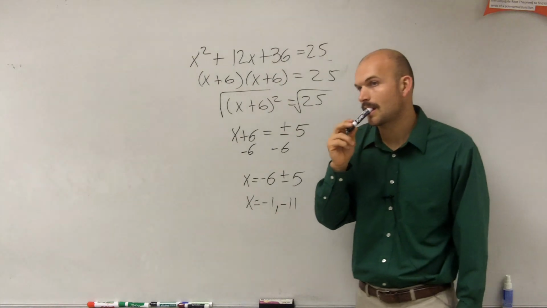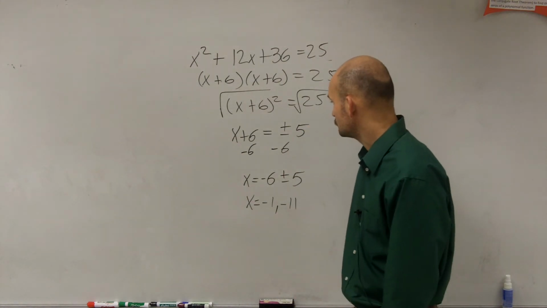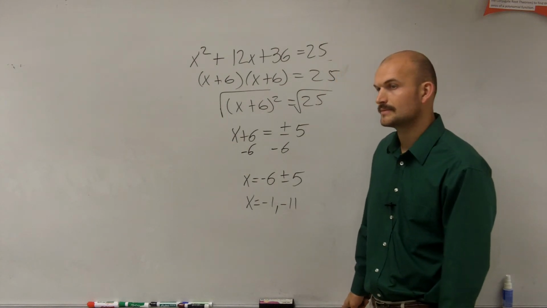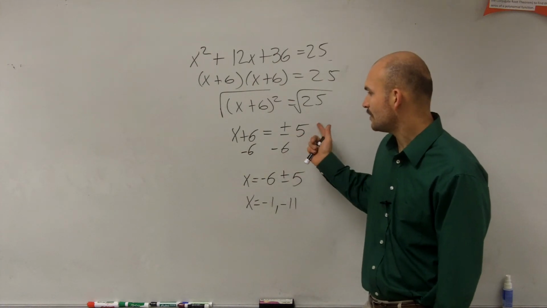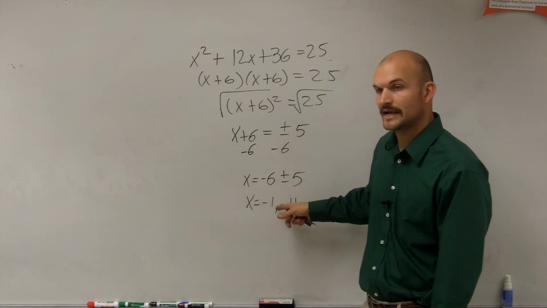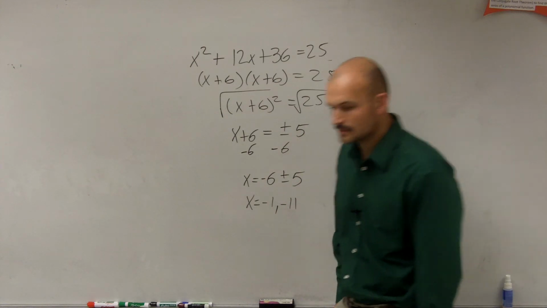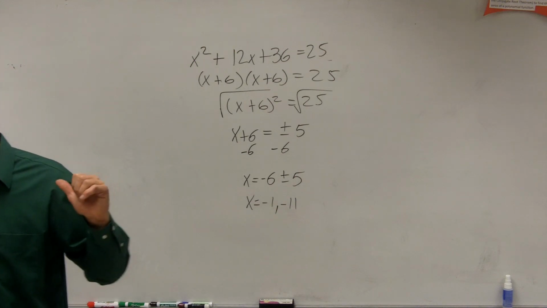Why wouldn't you just subtract the 6 and 5? You could do it. You could have just said positive 5 minus 6 is negative 1, and negative 5 minus 6 is negative 11. I just did an extra step because that's what I'm used to doing. Any other questions?